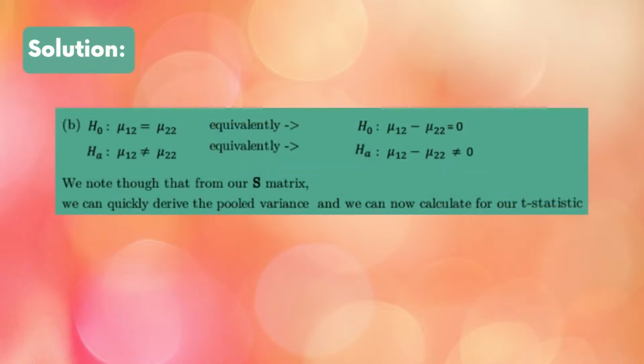For our second univariate hypothesis, our null hypothesis mu12 is equal to mu22. Equivalently, mu12 minus mu22 is equal to 0. And our alternative hypothesis mu12 is not equal to mu22. Equivalently, mu12 minus mu22 not equal to 0. We note though that from our S matrix, we can quickly derive the pooled variance and we can now calculate our T statistic.